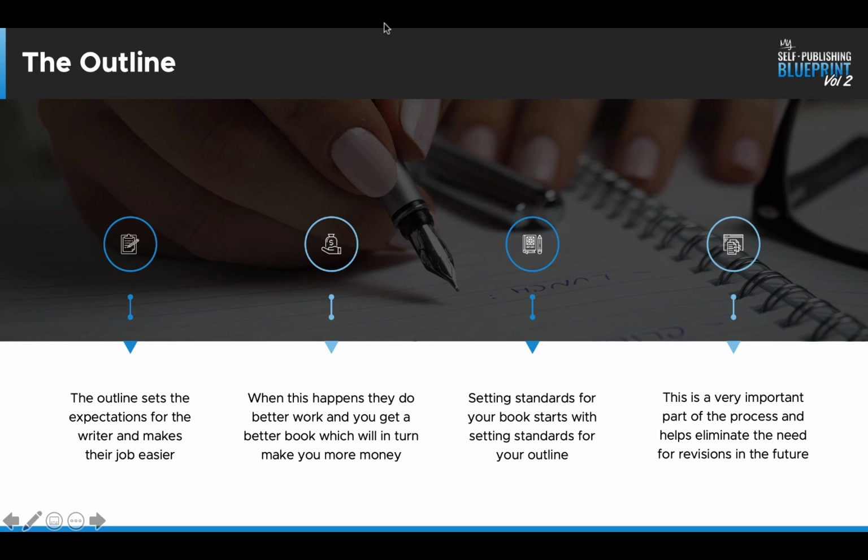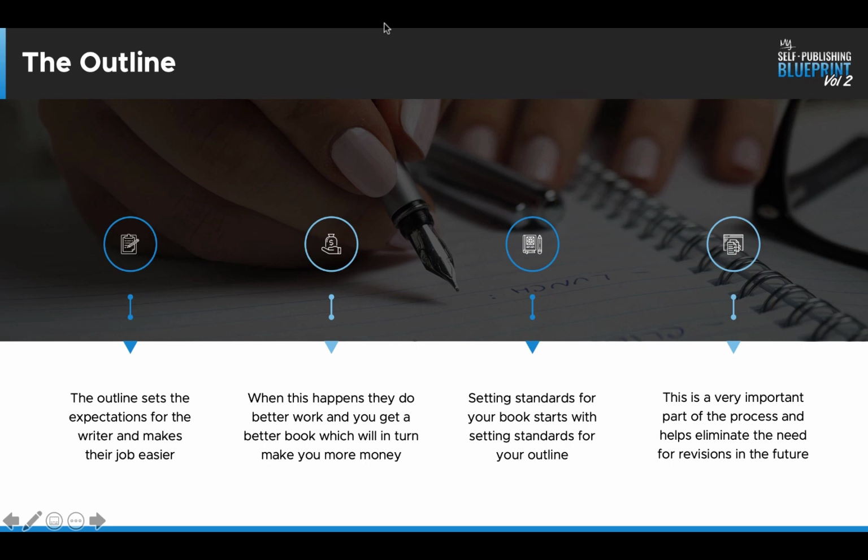Now, your outline sets the expectations for the writers, and it makes their job as easy as possible. I want you to think about what we're doing. We research a topic, how to sleep train your baby, gardening, whatever the topic. We don't want the writer going in with a blank slate and figuring out, okay, well, here's what I want to talk about. I want to design a book on this.